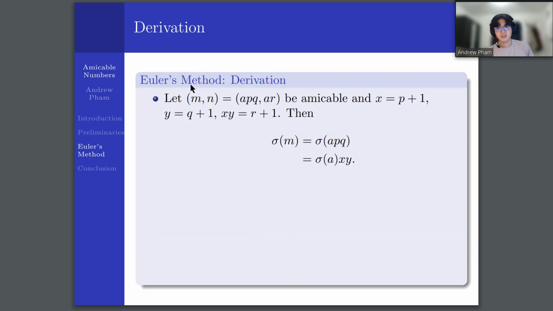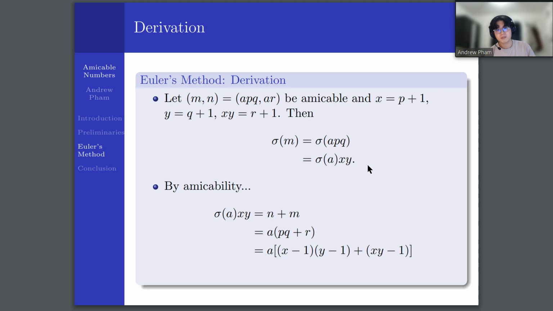So first, let's go through the derivation. We're going to let M, N be APQ, AR, and then let X, Y, and XY be as such. So then, by the definition of the sigma function and the product of primes rule, we'll see that sigma M is equal to sigma A times XY. But since we assumed M and N are amicable, we'll see that sigma A XY is the same thing as N plus M, which is APQ plus AR, factor the A out. And then through the substitutions here, we'll arrive at this line right here.